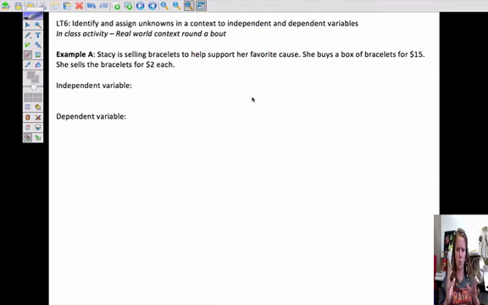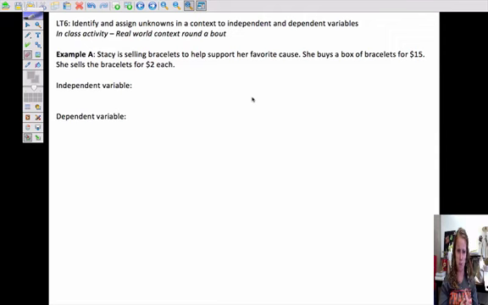What I want to know is, what are our variables here? What's changing? What's independent? What's dependent? Take a second, make a guess. And now let's talk about it. Okay, she's selling bracelets, so I'm thinking something to do with bracelets. And she's also making money. She's raising money for this cause. So I'm thinking money and bracelets have something to do with it.